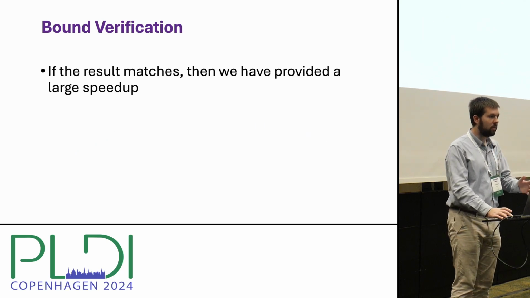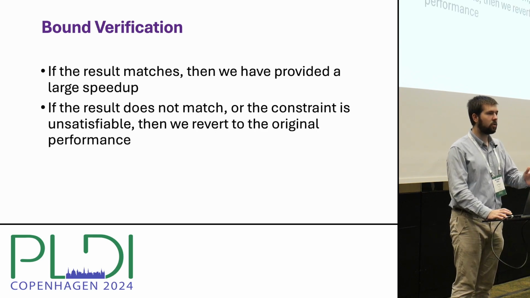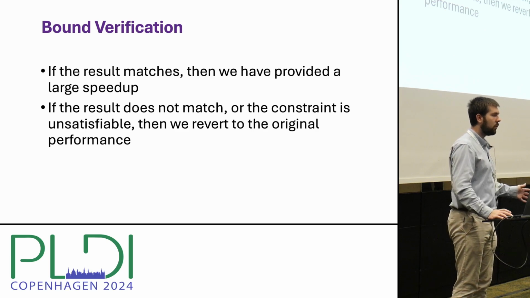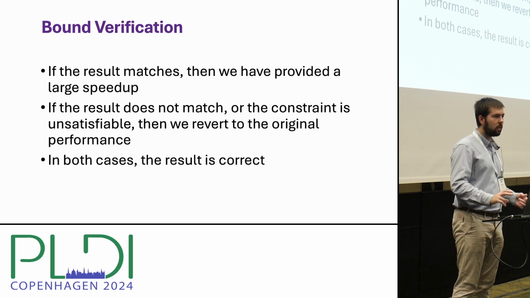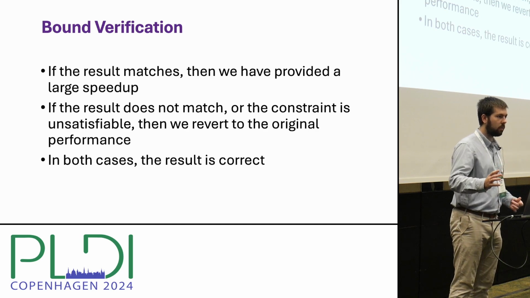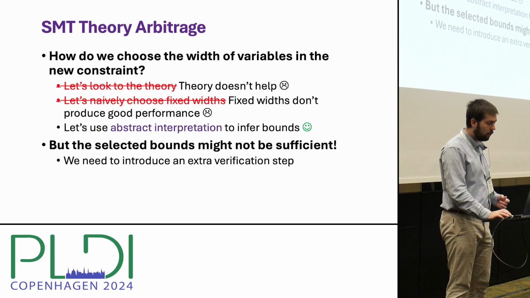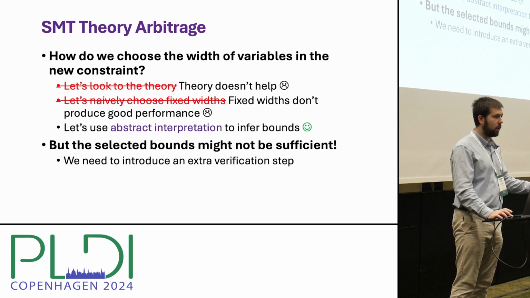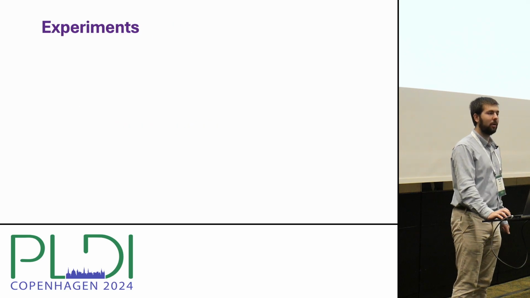So if the result matches, then we've given the user a big speed up. If the result doesn't match, or if the constraint is unsatisfiable, we revert to the original, and we give the user the same performance they would have had originally. But in both cases, we give the user the correct result. So we're maintaining correctness. That's the important part. So overall, we need to introduce this extra verification step, and once we have that, we're almost done. We can move on to the experiments.